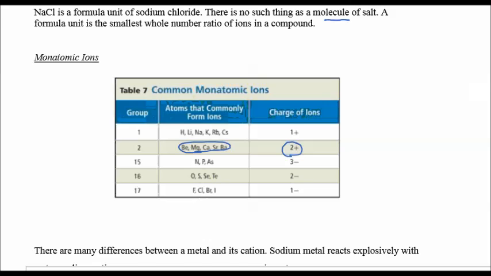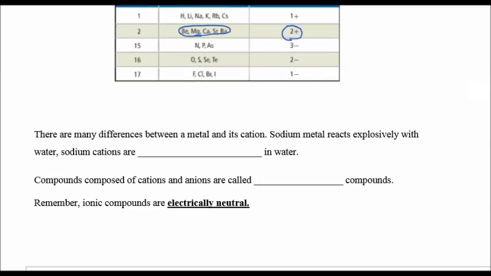There are many differences between a metal and the cation of the metal. The cation is what the atom becomes after it loses electrons. Sodium metal reacts explosively with water. Sodium cations are unreactive in water.